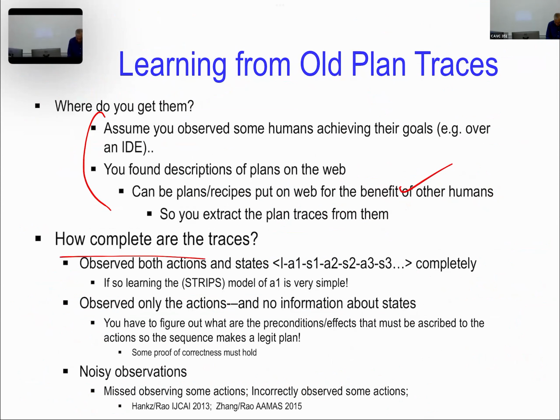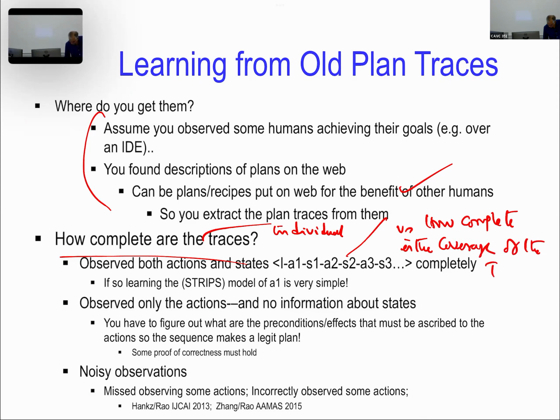Now, how complete are the traces? Whether or not you can easily learn from the traces depends on how complete the individual traces are, versus how complete the coverage of the cases is. The coverage of the cases is what we were talking about just before we came.